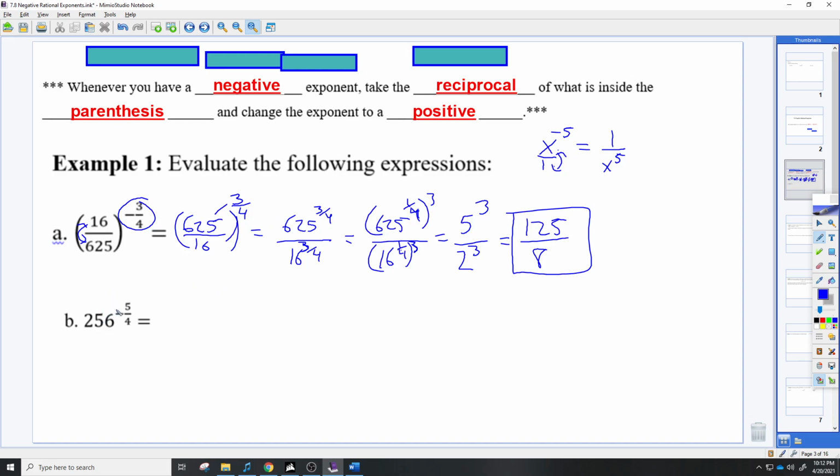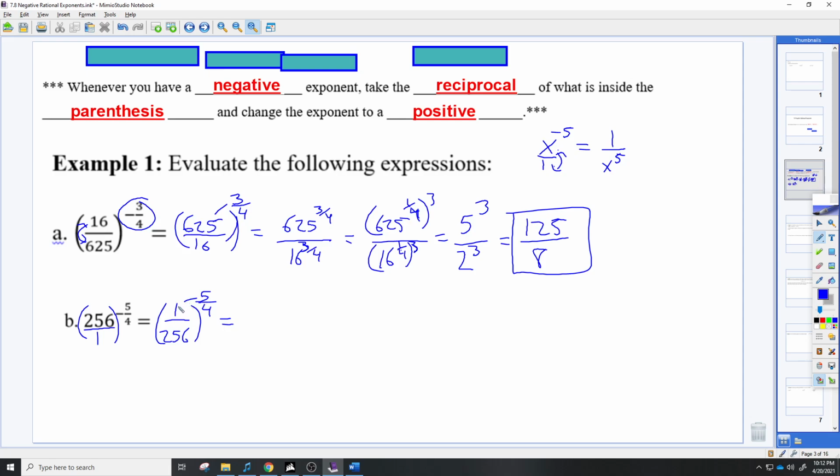And part B, this one is not a fraction, so we'll make it into a fraction. Put it over 1. And then I'm also going to put parentheses around this, why not? And so we're going to flip this around as a fraction to make this exponent positive. So it's going to be 1 over 256 raised to the 5/4. So the 5/4 will go to everything.